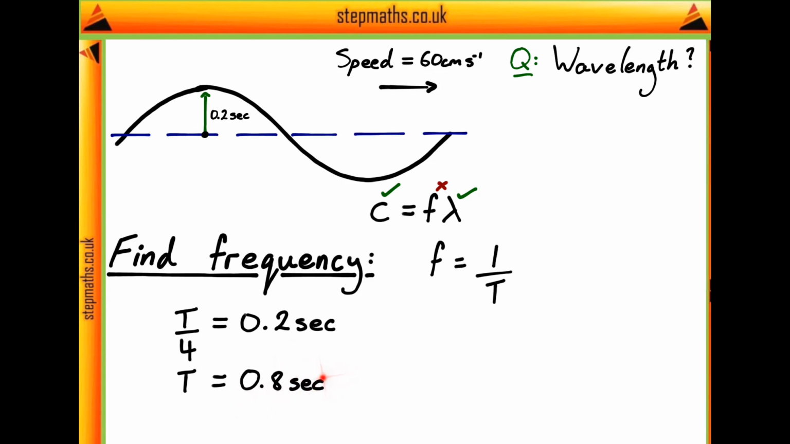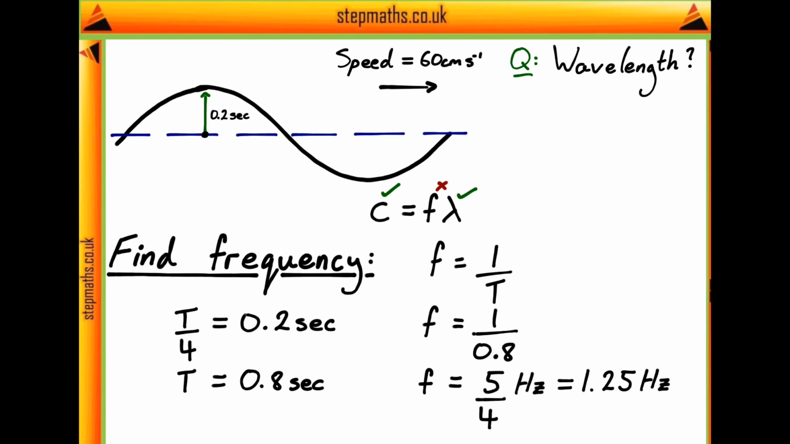So what we can do is we can substitute this 0.8 seconds into our equation for frequency. We find that the frequency is 1 over 0.8, which is just the same as 5 quarters of a hertz. Or if you do prefer, you can keep that in decimals as 1.25 hertz.